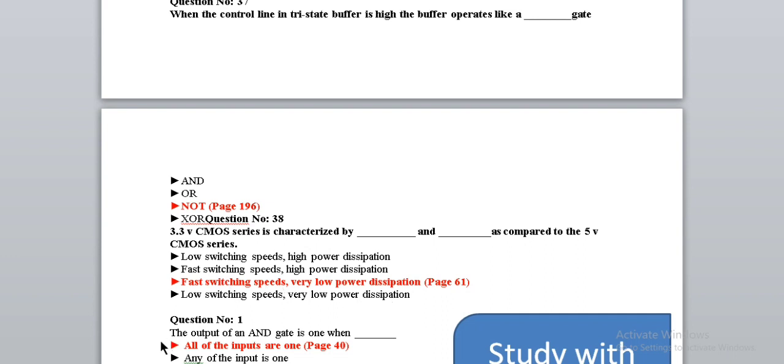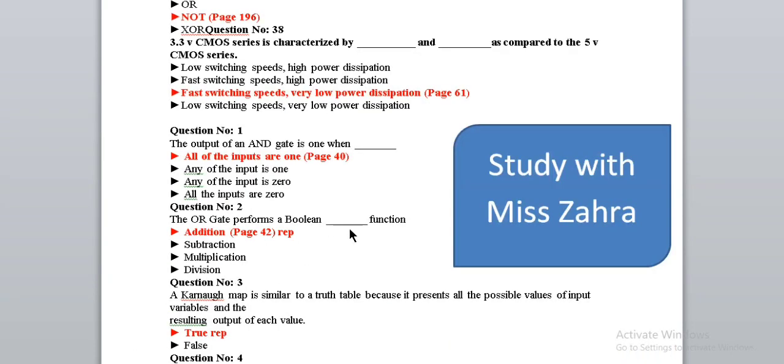The output of an AND gate is 1 when all the inputs are 1. The OR gate performs a Boolean addition function. Karnaugh map is similar to the truth table because it represents all possible input variables and the resulting output of each value. True.